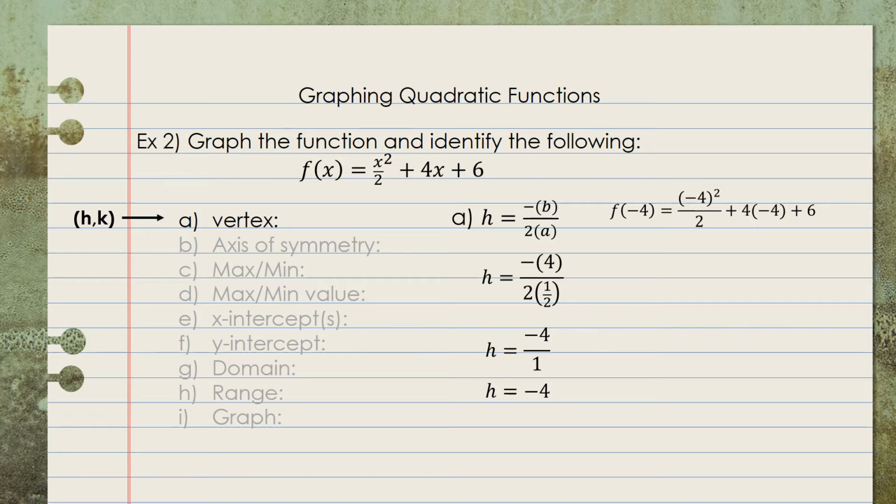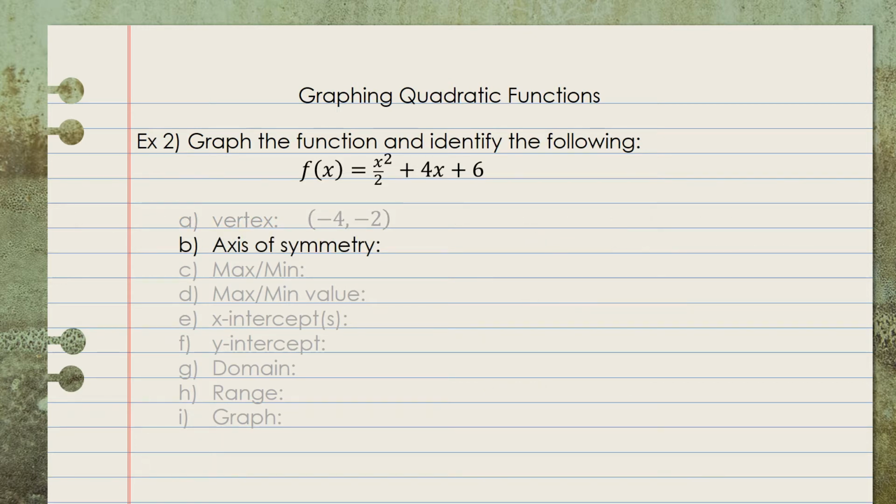So first we'll do the exponents. Negative 4 squared is 16. Next we do multiplication and division. 16 over 2 gives us 8. And then in the middle, 4 times negative 4 will give us negative 16. From here, addition and subtraction in order from left to right. And in the end, we find when we plug in a negative 4, the result is negative 2. So our vertex is negative 4, negative 2.